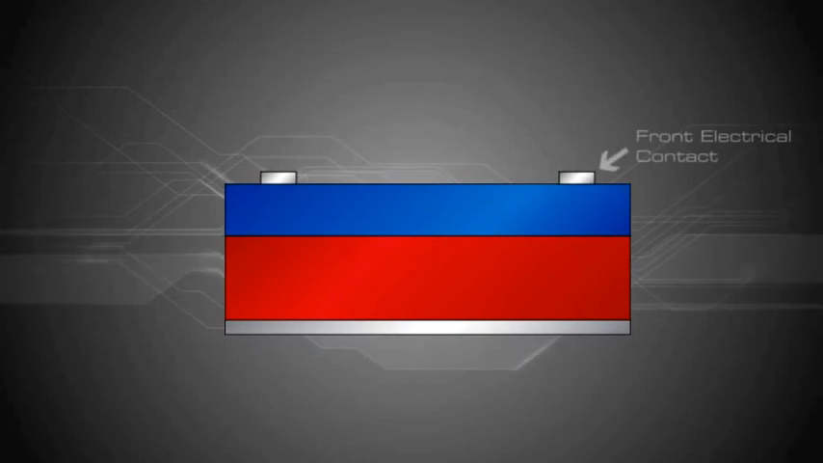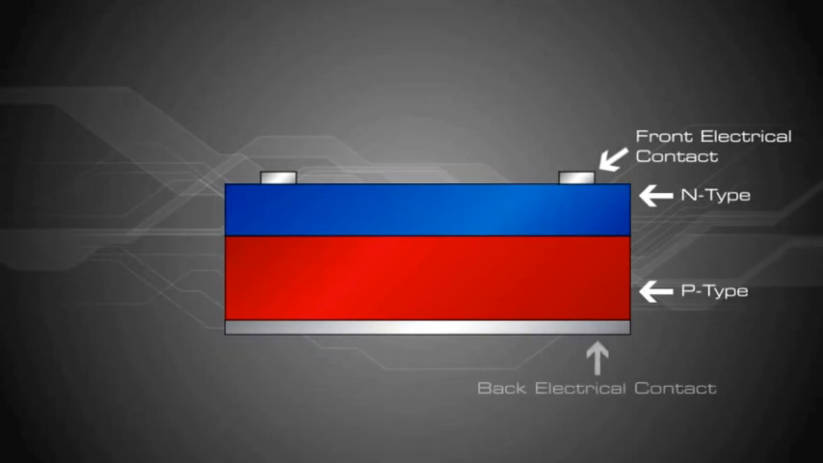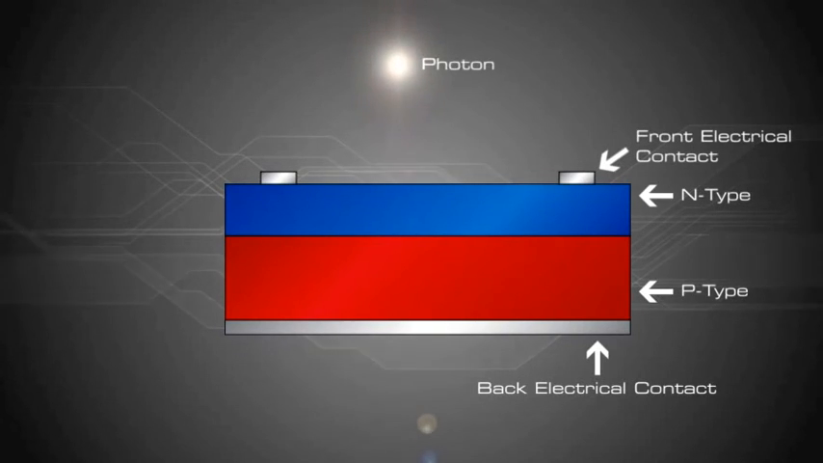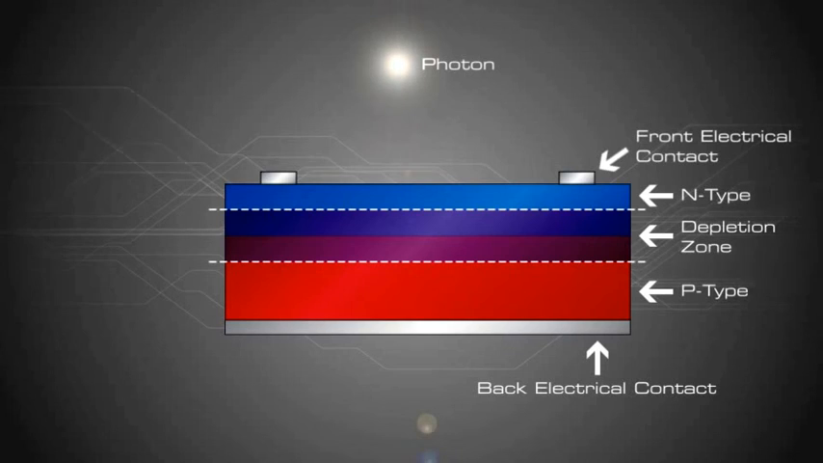A solar cell is essentially a PN junction with a large surface area. The n-type material is thin to allow light to pass through to the PN junction. Light travels in packets of energy called photons. The generation of electric current happens inside the depletion zone of the PN junction.